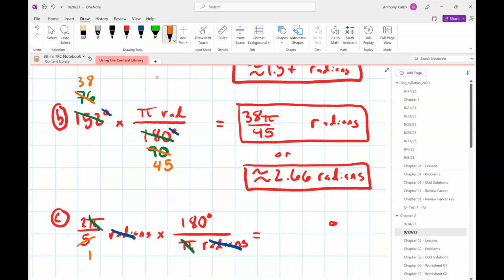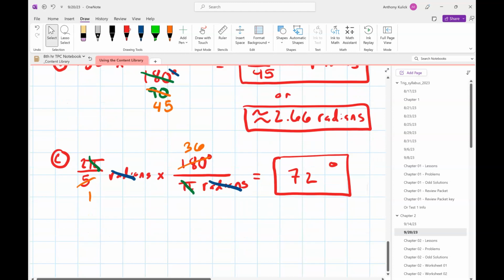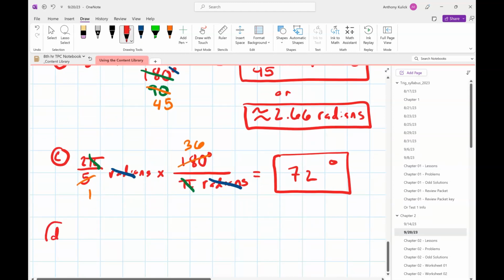So 5 divided by 5 is 1. 180 divided by 5 is 36. And then I have what's left here, 2 times 36 degrees, or 72 degrees. Degrees, we always just write as a number with a decimal. We don't ever worry about it in terms of pi. So I'm just going to leave that as 72, and that's all there is to it.